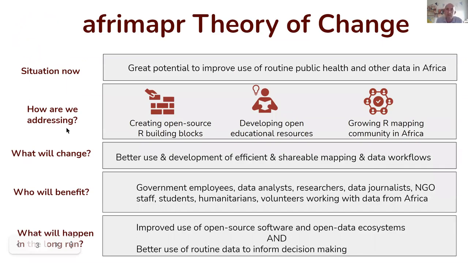This is our theory of change. We see a great potential to improve the use of routine public health and other data in Africa. We're addressing it through the development of these three things that I was talking about earlier. And we see the potential for there to be a much better use, development, and sharing of mapping and other data workflows in Africa. The people that can and are benefiting from that are government employees, data analysts, researchers, journalists, NGO staff, volunteers, or anyone working with data from Africa. And the potential in the long run is for an improved use of open source software and open data ecosystems and better use of routine data to inform decision making.